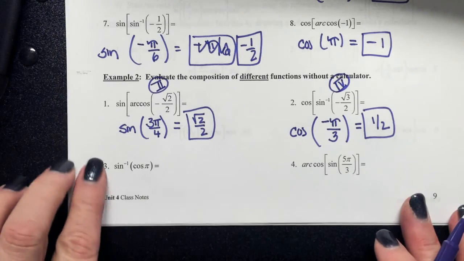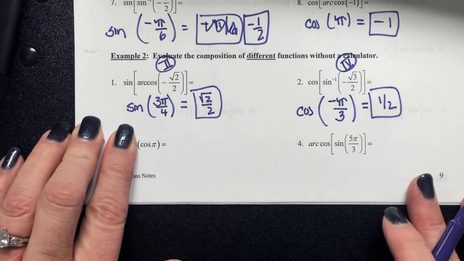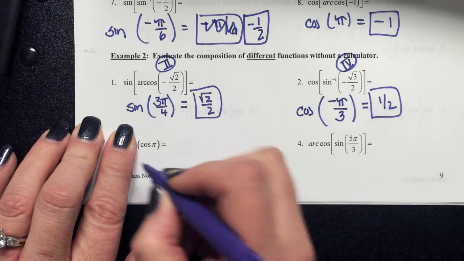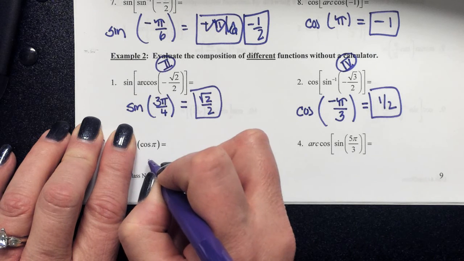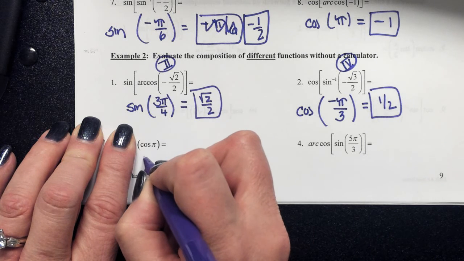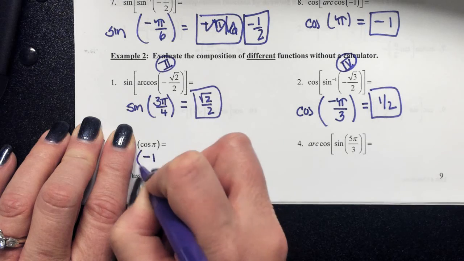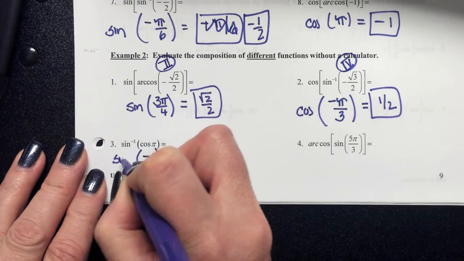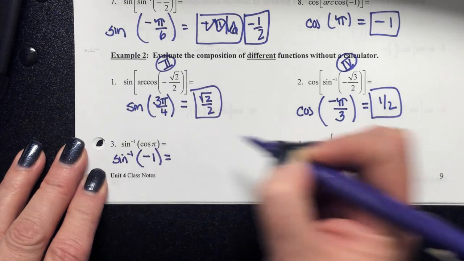Let's look at number 3. Cosine of pi. Cosine of pi, again, unit circle. What's the x-coordinate at pi? Negative 1. So now look on the outside. So now what's the inverse sine of negative 1?